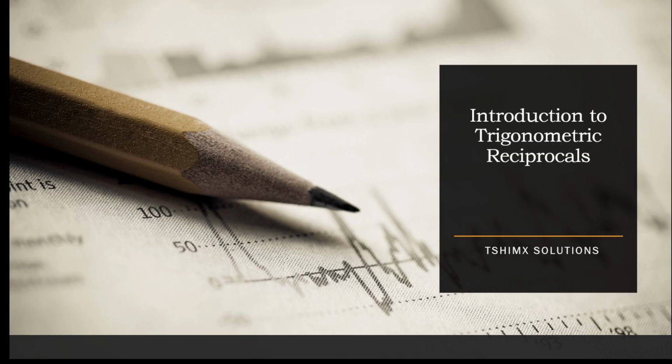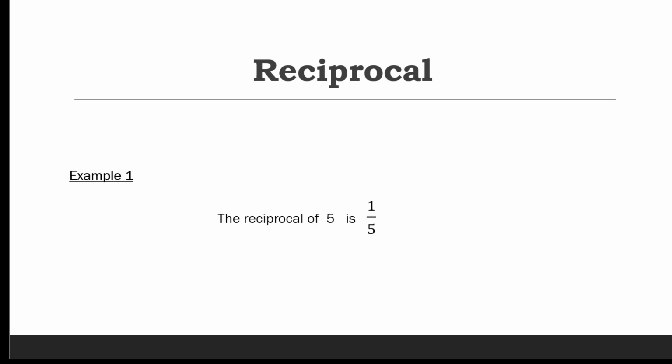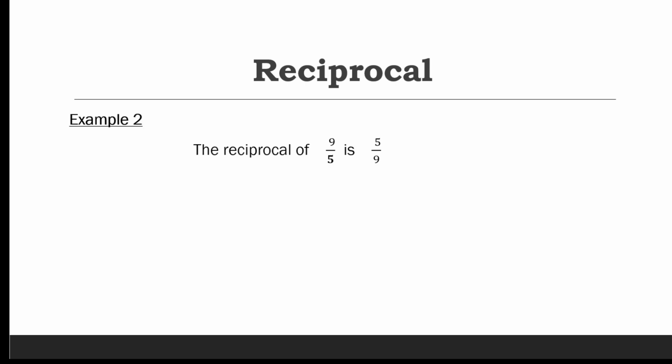The topic for consideration today is Introduction to Trigonometric Reciprocals. By definition, the reciprocal of a number is 1 divided by that number. Let us look at an example. The reciprocal of 5 is 1 over 5. The reciprocal of 9 over 5 is 5 over 9.